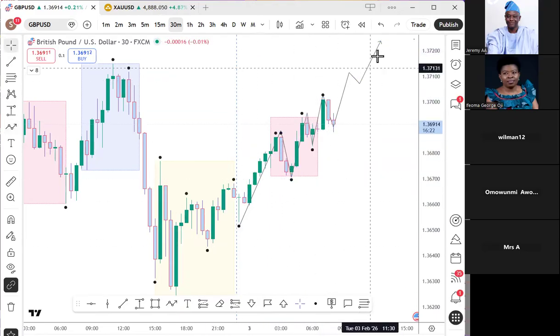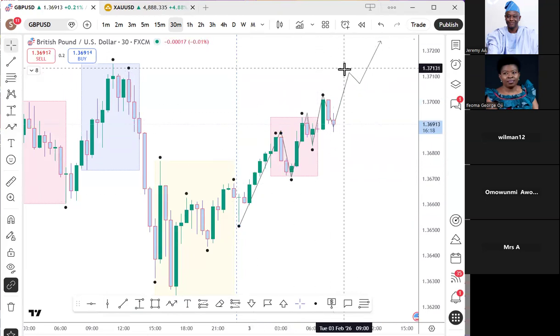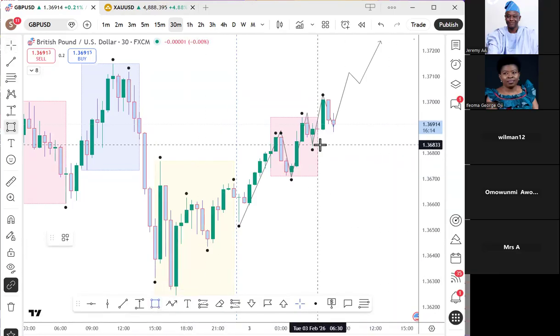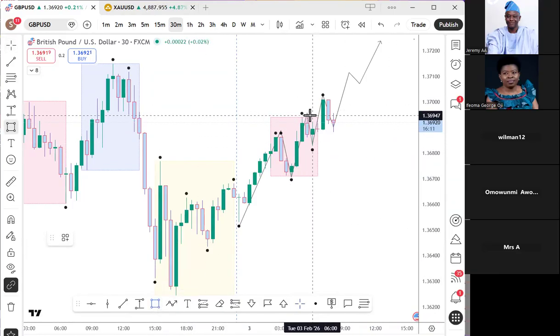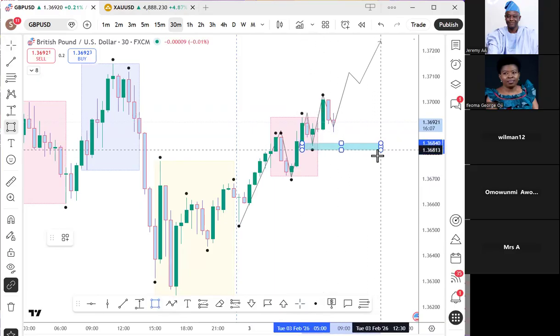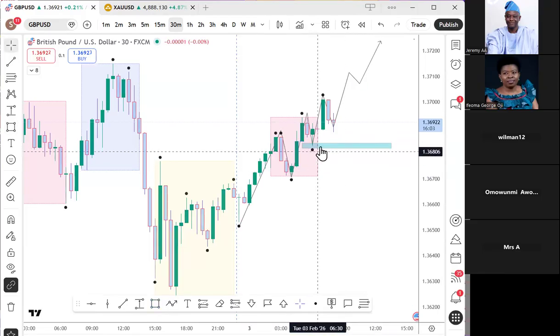So what did price do overnight? Price is pushing up, giving us a trend upwards. At what point will you say this trend is no longer valid? It's once it breaks that last higher low. So our last break of structure was here, right? Our last higher low is right there.